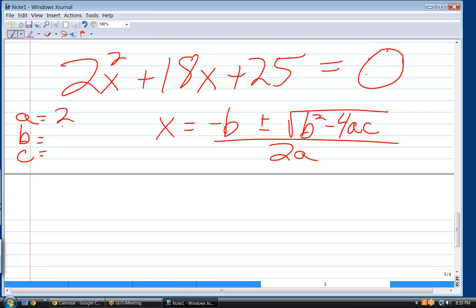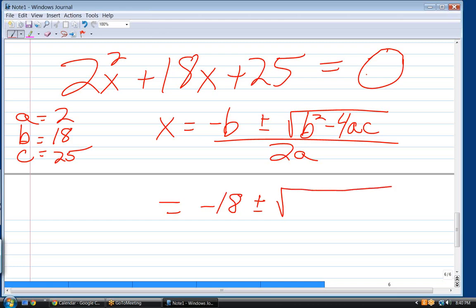Right. Okay, what's a, b, and c here? A is 2, B is 18, and C is 25. Okay. So plug everything in. What do we got? Okay, so negative B, my bad, negative 18 plus or minus the square root of 18 squared minus 4 times 2 times 25 over 2 times 2. 4. All right.